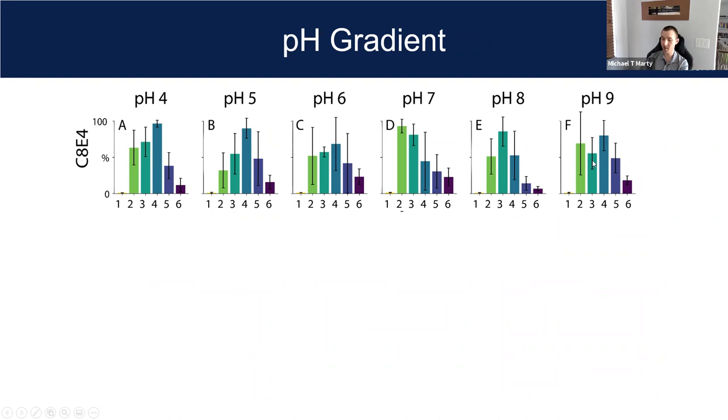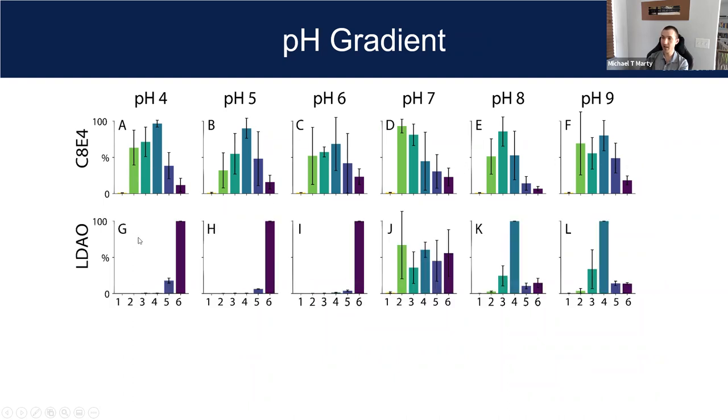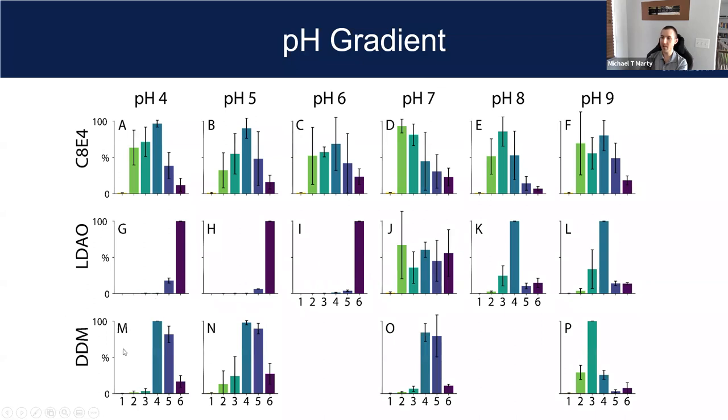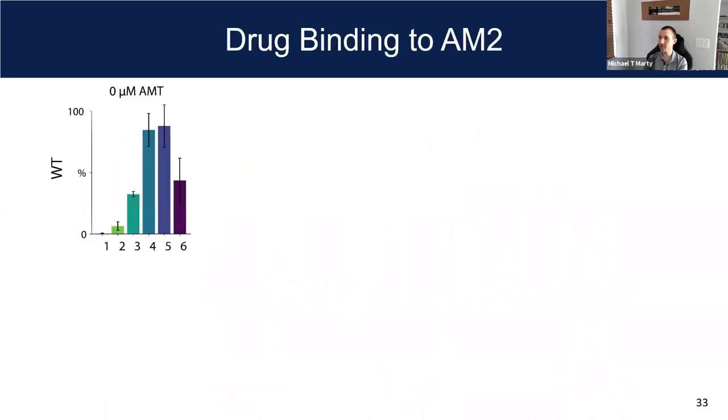In C8E4, it was a polydispersed blend of everything. With LDAO though, we saw this beautiful pattern where from pH 4 to 6, it was really nicely hexameric. At pH 7, it goes all over the place. And then at pH 8 and 9, it switches and we're now getting tetramer, with a few other things, but mostly tetramer. And then with some, like DDM, we saw mostly tetramer and pentamer until we got above pH 8, and then at pH 9, mostly trimer. So it does seem that there are some pH sensitive switches in the oligomeric state in these different detergents.